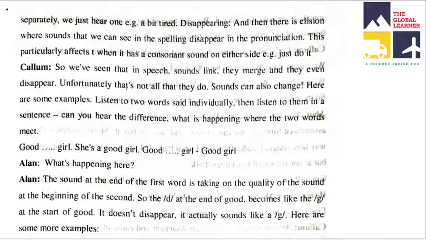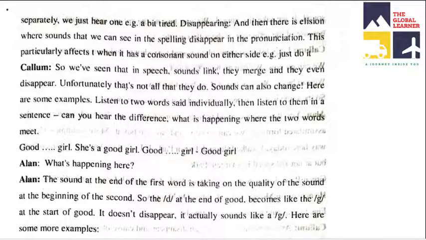But unfortunately, that's not all that they can do. Sounds can also change. Now, here's an example. Listen to two words said individually, then listen to them in a sentence. Can you hear the difference? What is happening where the two words meet? Good girl. She's a good girl. Good girl. Good girl. So, Alan, what's happening there?